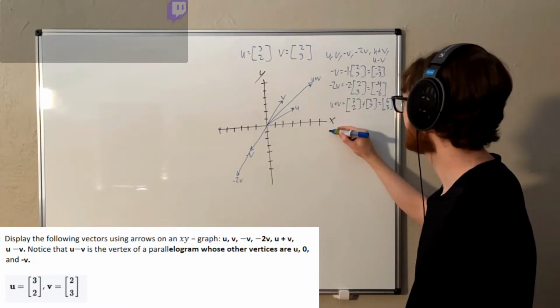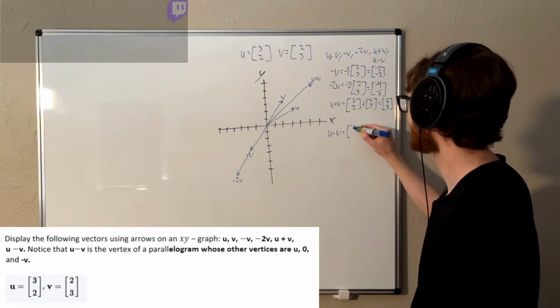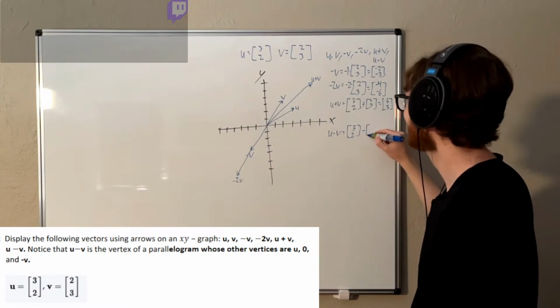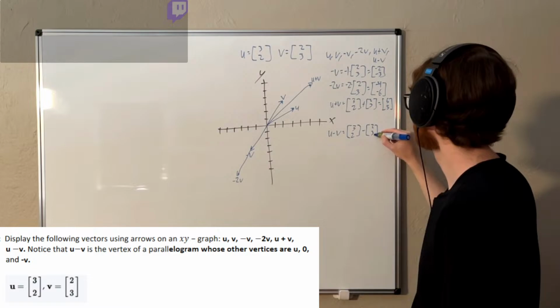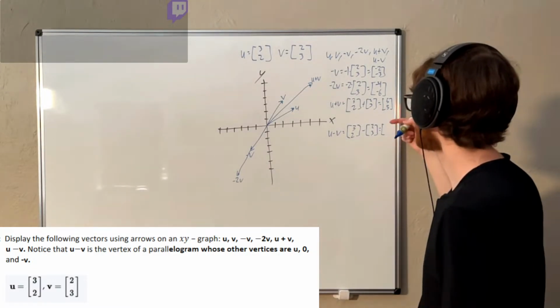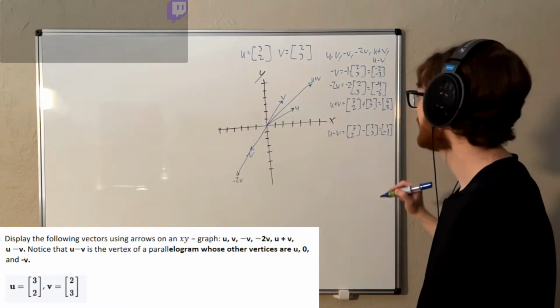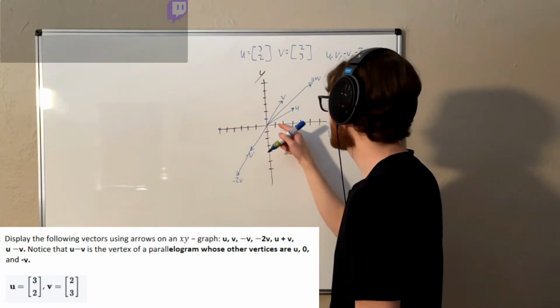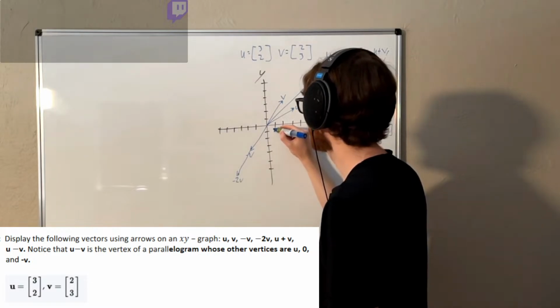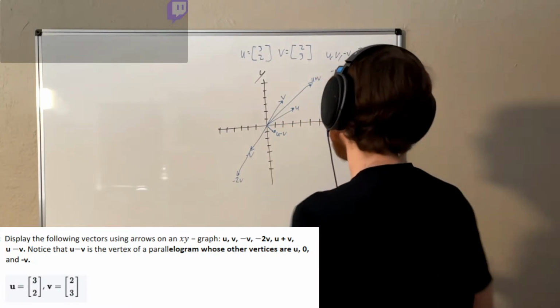That's kind of a non sequitur, but yeah. U minus v, we do 3, 2 minus 2, 3. Subtract across the top to get 1, subtract across the bottom to get negative 1. So we go to the right one, and then we go down 1, and we get that vector there. U minus v.